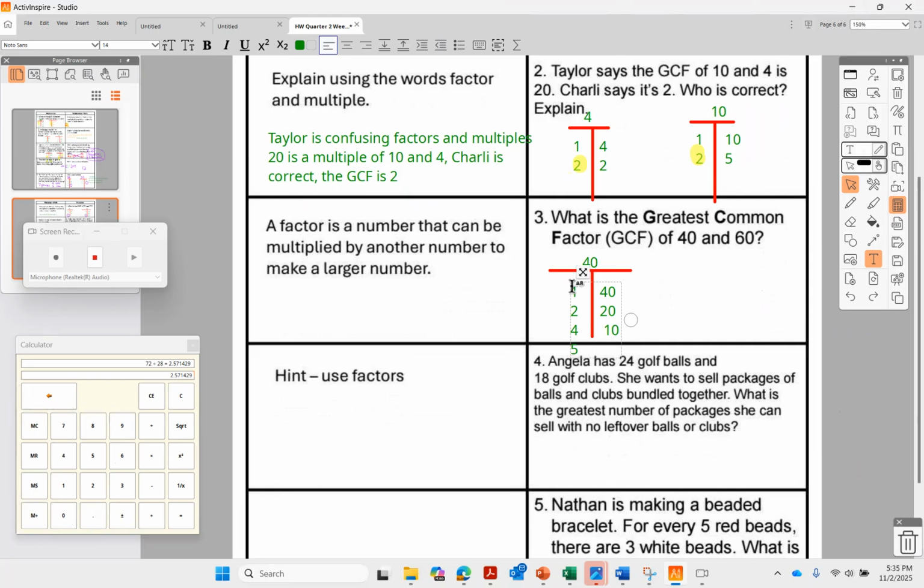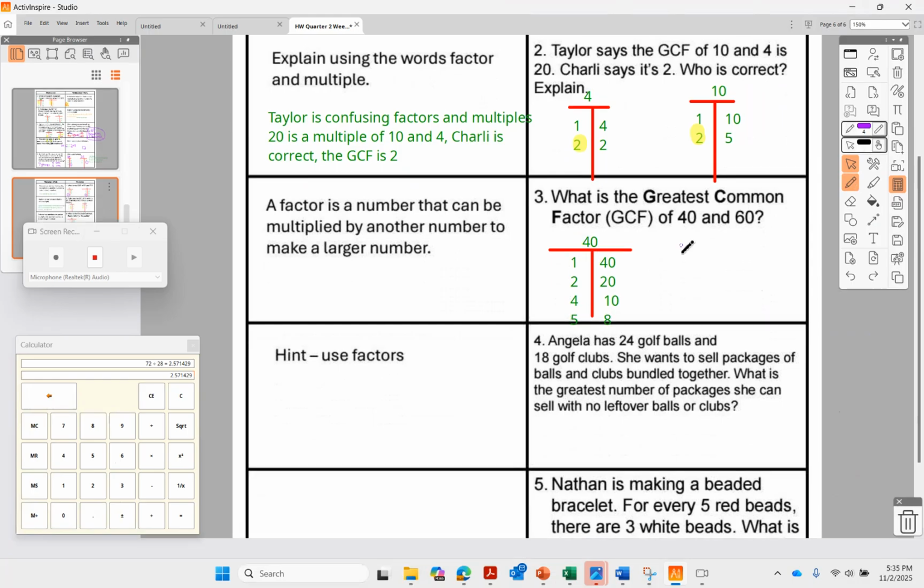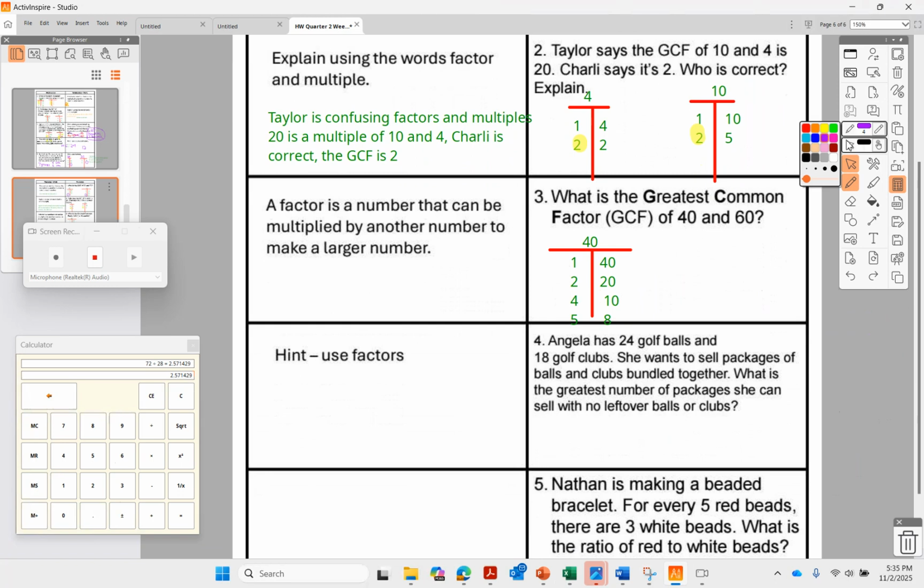times 8. And then what I can do is I can just start right at the top. 40 is not a factor of 60, but 20 is a factor of 60 because 20 times 3. So as I get better at this, and as I get better at factors, I don't have to make that T-chart every single time as I start to make some sense of this.